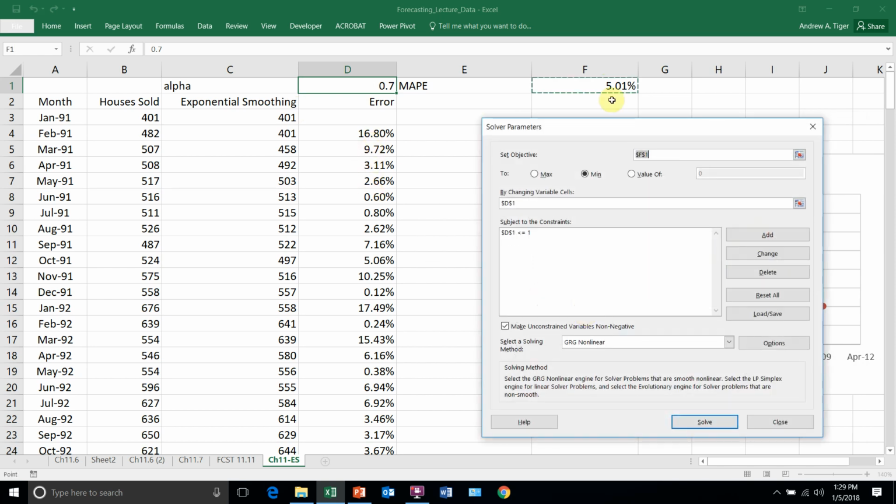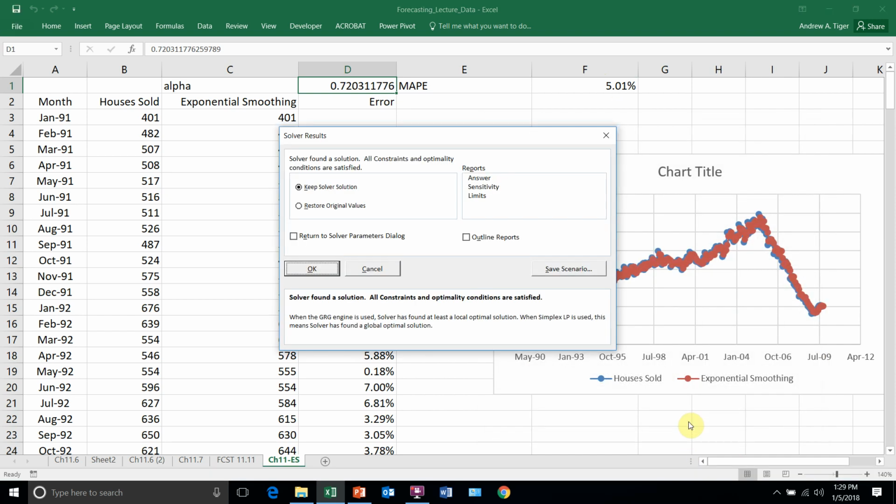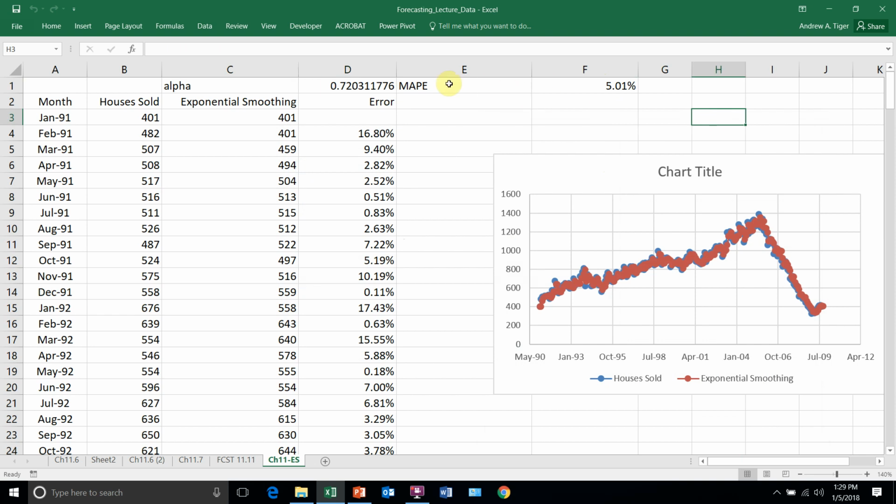Because of the nature of this statistic, it's a nonlinear model, so stay with nonlinear, and leave that checked, it'll prevent the smoothing constant from being negative, and then hit solve. And there you go. Found a solution. So if you want to use exponential smoothing and you want to minimize your MAPE, you should set your smoothing constant to 0.72.